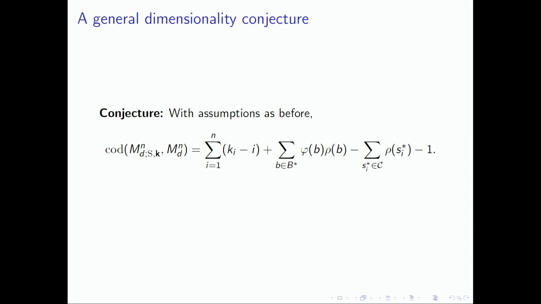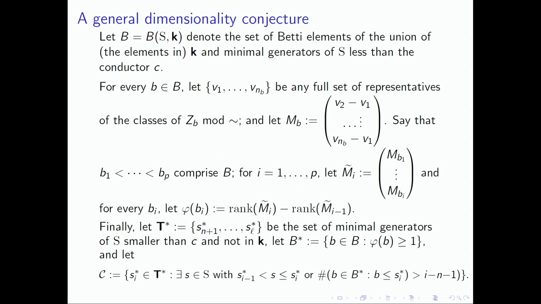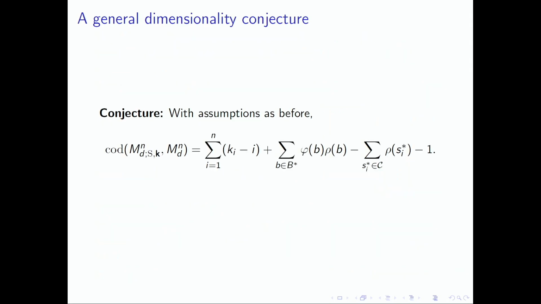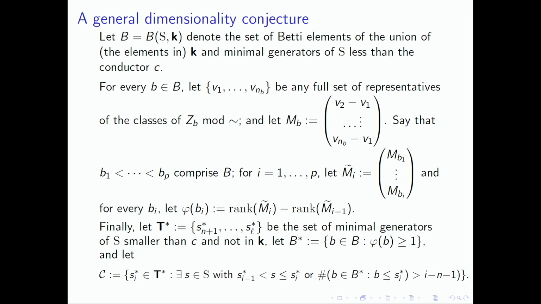And then, roughly speaking, the idea is that for this codimension, in this formula, the sum of the k_i's minus i's minus 1 comes from ramification. Then, for conditions beyond ramification, here's where the content is. We have to compute a sum over B star, the Betti elements for which phi is at least 1. And then for each of those elements, we have to compute the number of elements in the complement strictly greater than B times rho of B, which is this linear algebraic input.